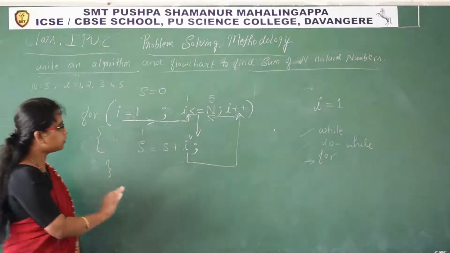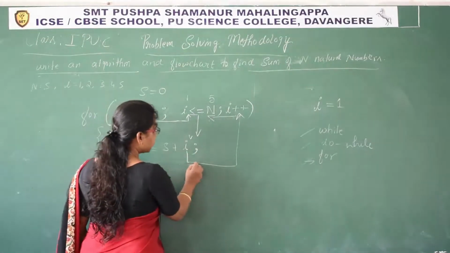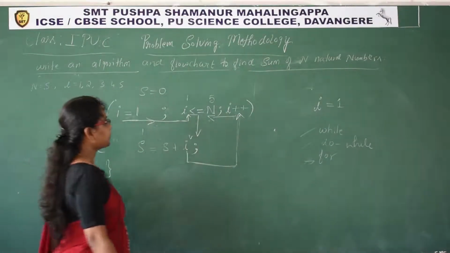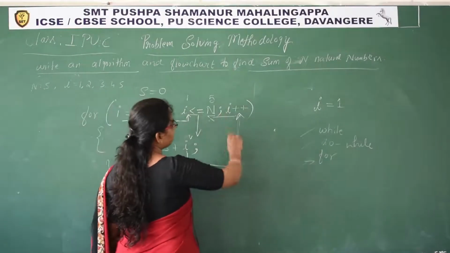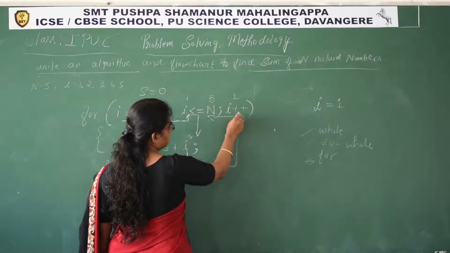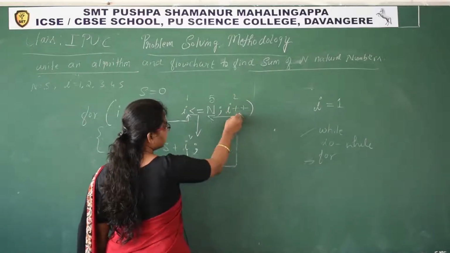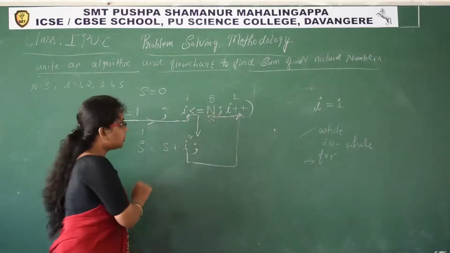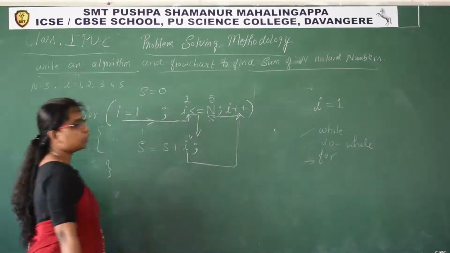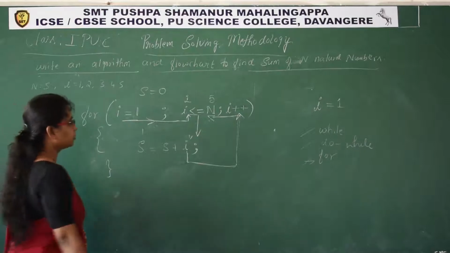So after execution once, the control moves to the modification part. i plus plus: before, i was 1, now i is 2. After this i value changes, now it moves to the condition part. What is the value of i? 2. Is 2 less than or equal to 5? Yes, the condition is true.